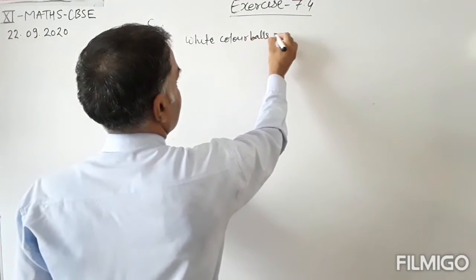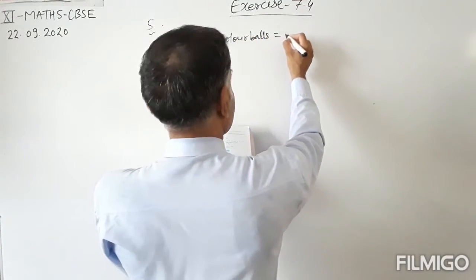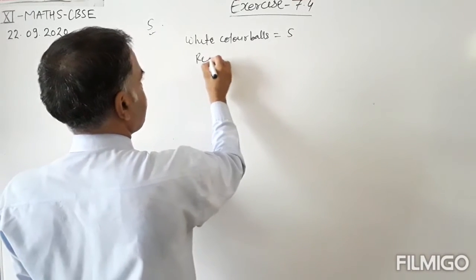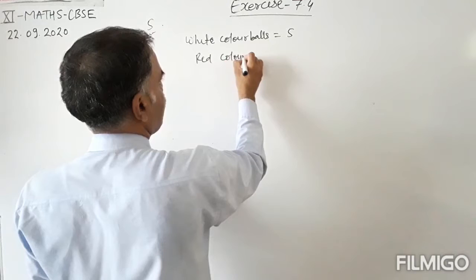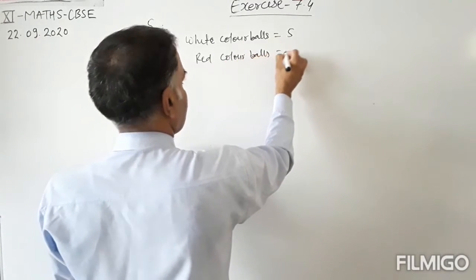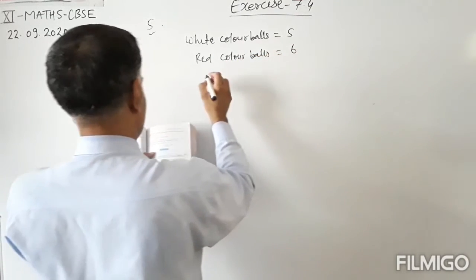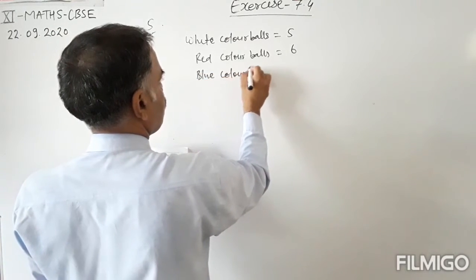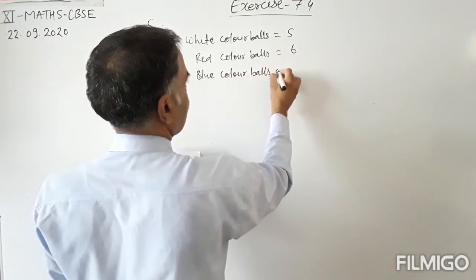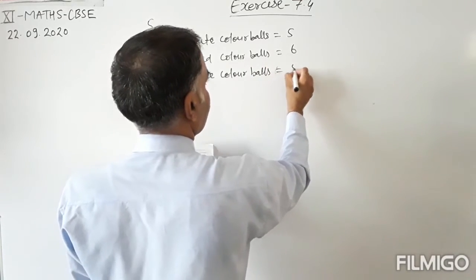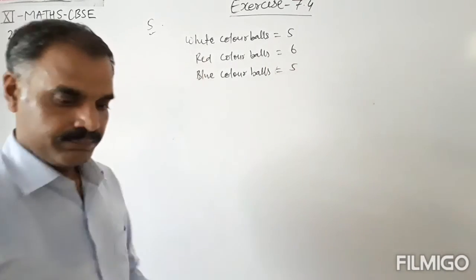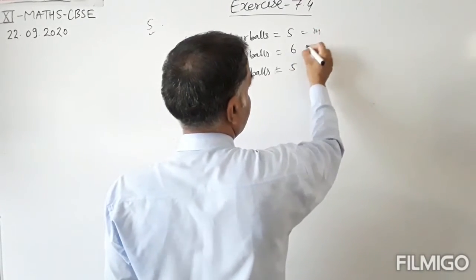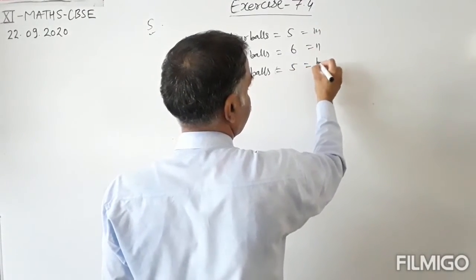White color balls are 5, red color balls are 6, and blue color balls are how many? 5. Okay. So let this be m, this be n, and this be p.